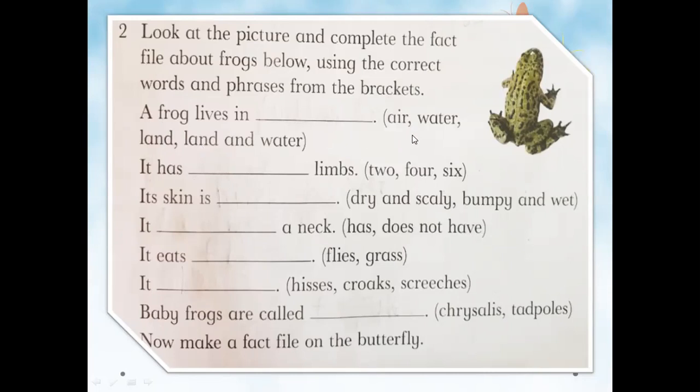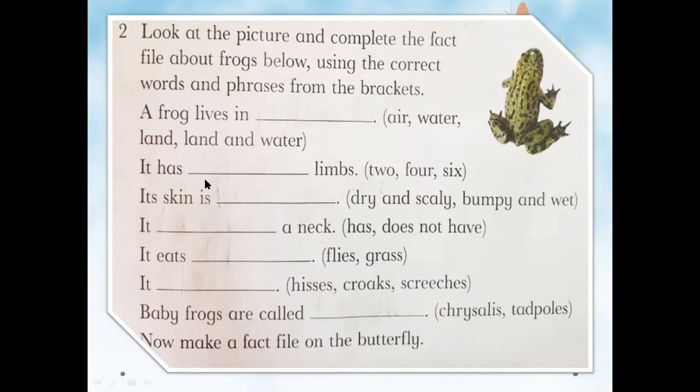Which one will be correct? In the previous chapter we have already discussed the life cycle of a frog, that it lays eggs in water, then from the fertilized egg a tadpole comes out, and after completing all the developmental stages of a tadpole, an adult frog comes out from the water. So which one will be correct? Think about it.